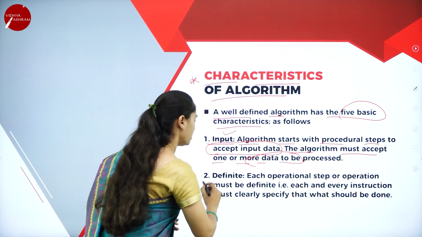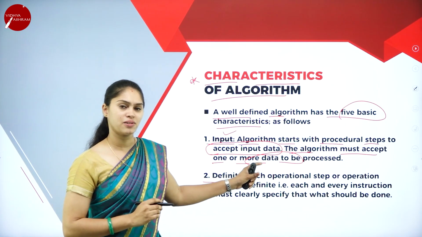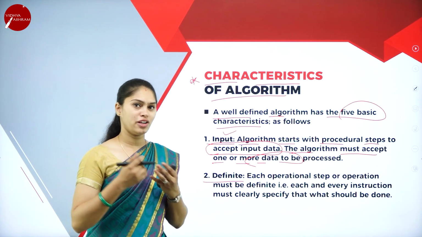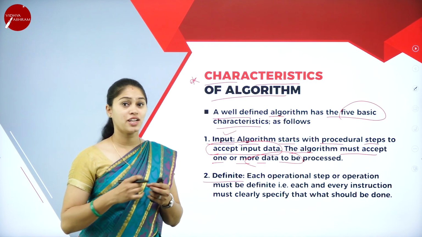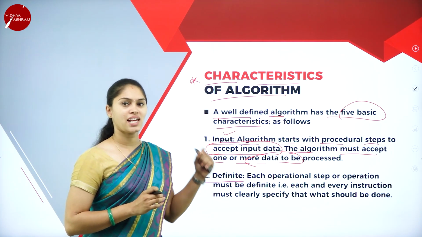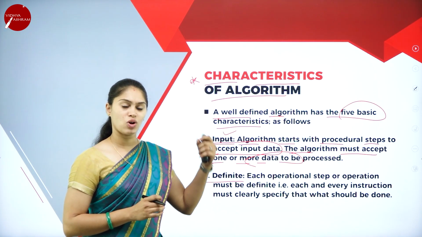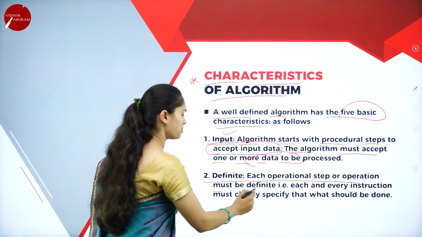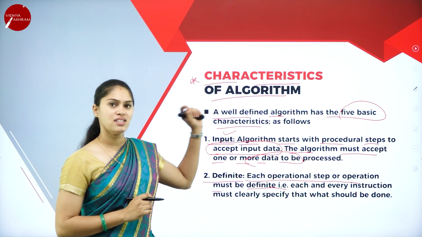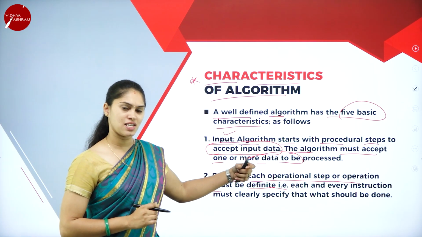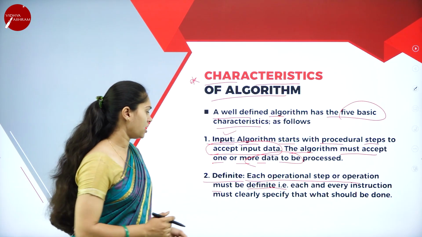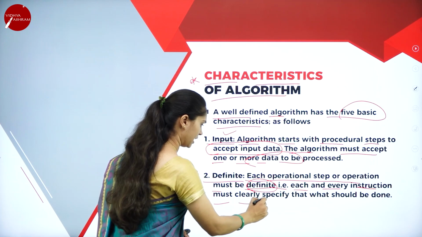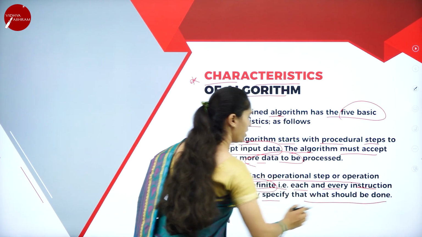Then what is the next one? That is, it must be definite. So can I do it as infinite stages or infinite steps in order to lead to a solution for the problem? That should not be the case. So it must have a definite number of stages or steps. So each operational step must be definite. That means there must be some restriction over the number of stages or steps, right? So that is definite. Each and every instruction must be clearly specified about what should be done.